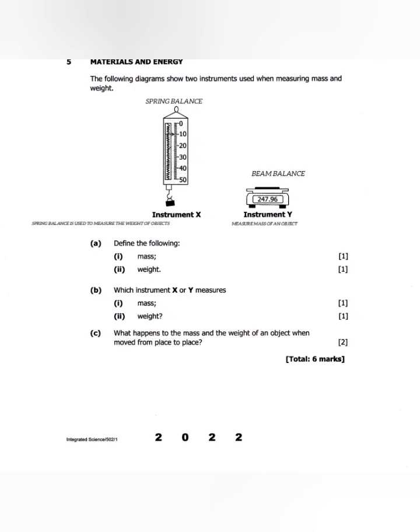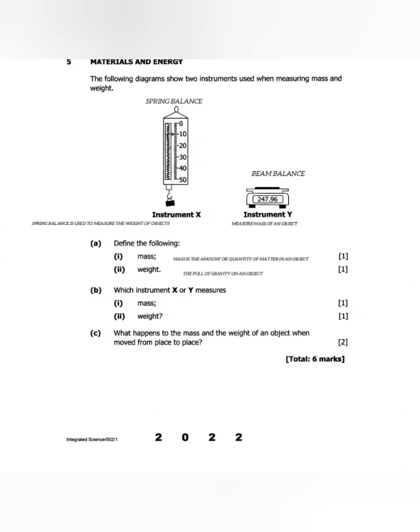So I'm going to say mass is the amount or quantity of matter in an object. So I'm saying mass is the amount or quantity of matter in an object. Then as for weight, I'm going to say weight is the pull of gravity on an object.